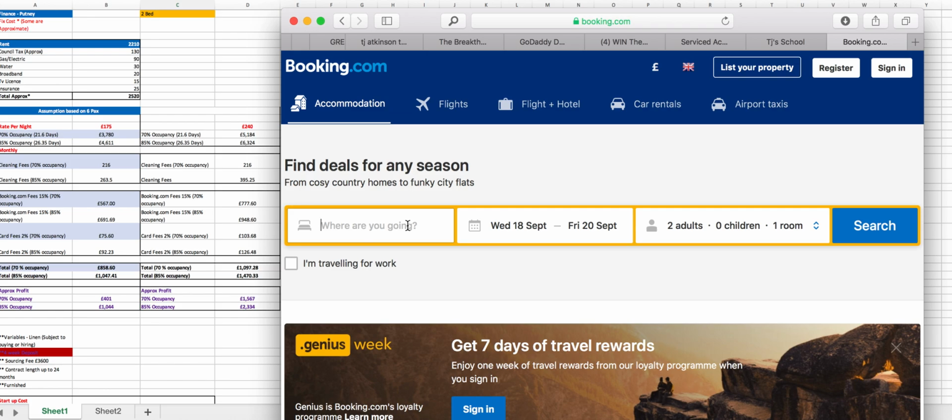So let's imagine you found a property, or you're looking at a specific property. The first thing you need is the postcode. If you don't have access to getting the postcode, you want to get the street address. If you can't get the street address, then we use the location, but the location is the last thing you want to use, and I'll explain in just a second.